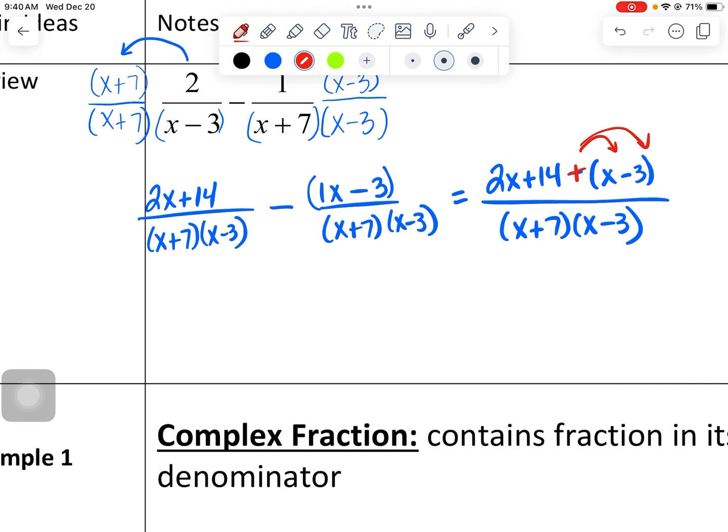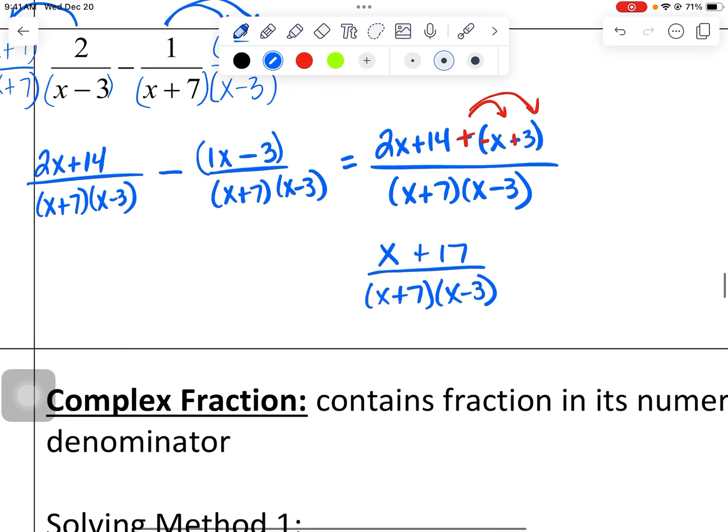Or we can think of this as adding and then do the opposite. So we distribute in that negative sign. So we want to make sure when we have anything more than a monomial term we're subtracting, that we subtract every term in that polynomial. So then combining like terms in our numerator, we would have 2x plus negative 1x, which would be 1x, and then 14 plus 3 is 17. And then all over x plus 7 and x minus 3.